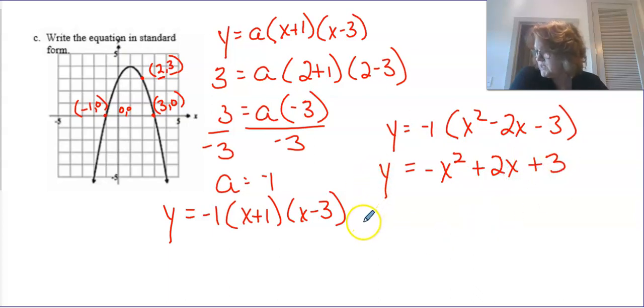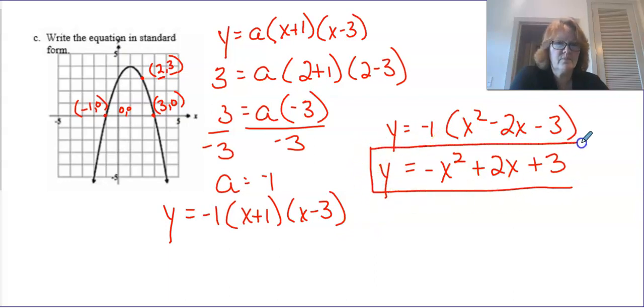And let me check my key just to make sure I did everything right. Yep, looks like I did. And so this would be standard form. All right, so that was it. So hopefully that will help with your classwork. I forgot what numbers it was. Let's see. Numbers 12 and 13.